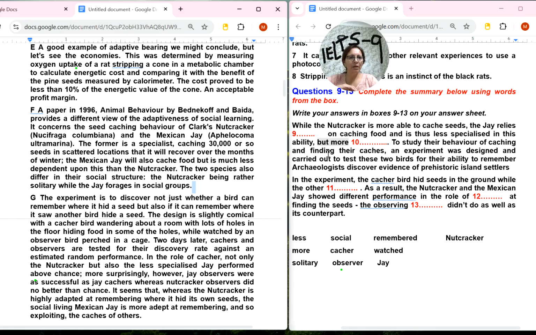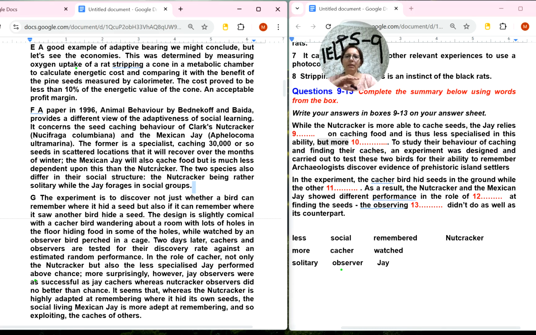To study their behavior of catching and finding their caches, an experiment was designed and carried out on these two birds for their ability to remember. Okay, I think they are talking only about Jay, not the nutcracker.